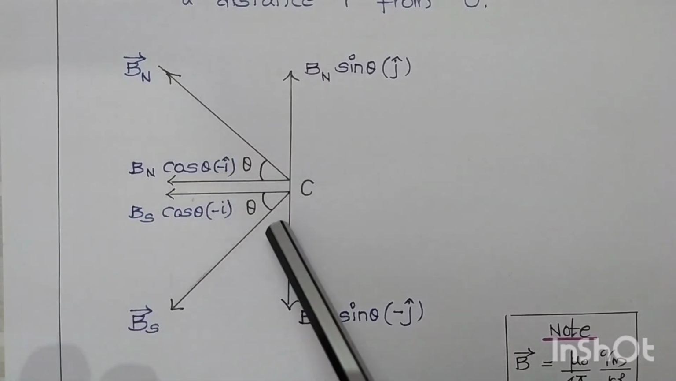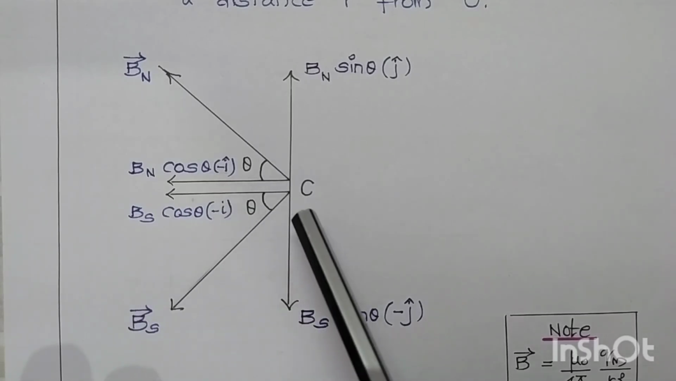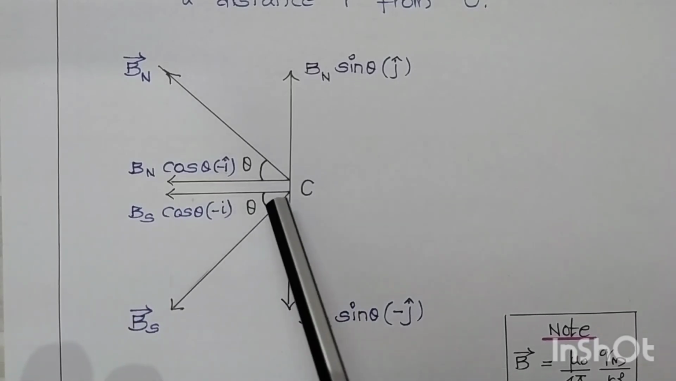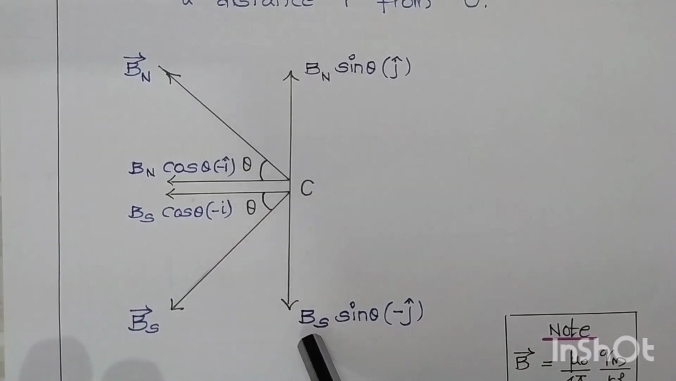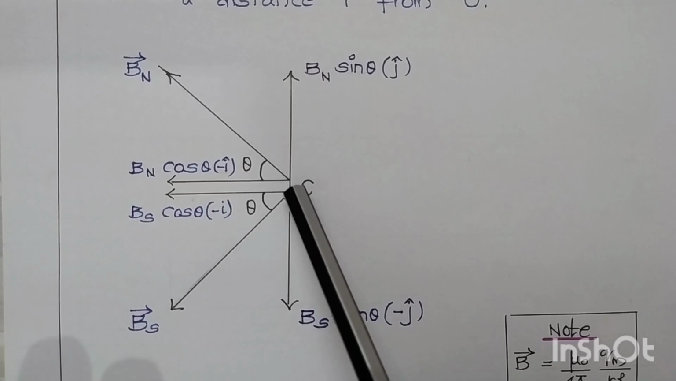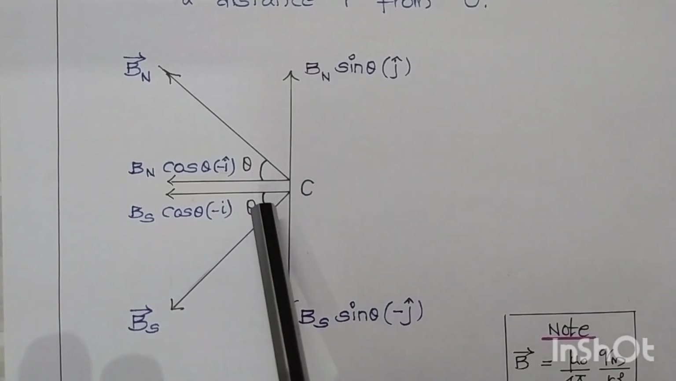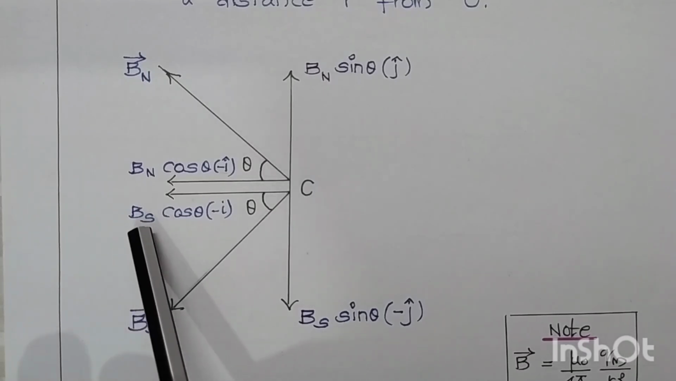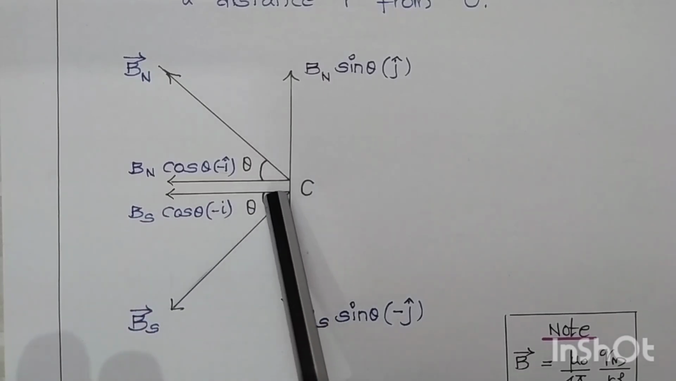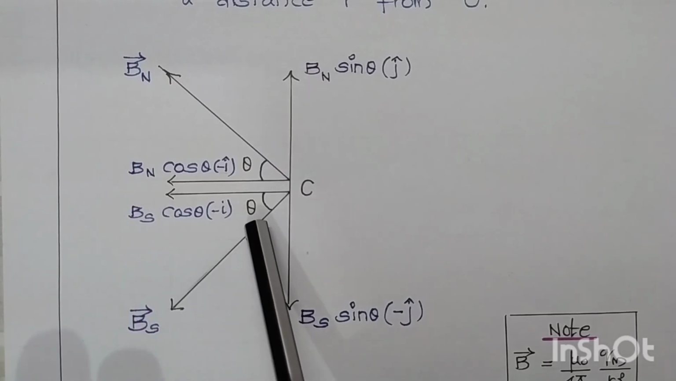Similarly, we can resolve this Bs vector also into two components. One is the vertical component and another one is the horizontal component. The vertical component is Bs sine theta, and moreover this is in the negative y direction, so minus j cap. And this is the horizontal component of this Bs vector, that is Bs cos theta, and this one is in the negative x-axis, so minus i cap.